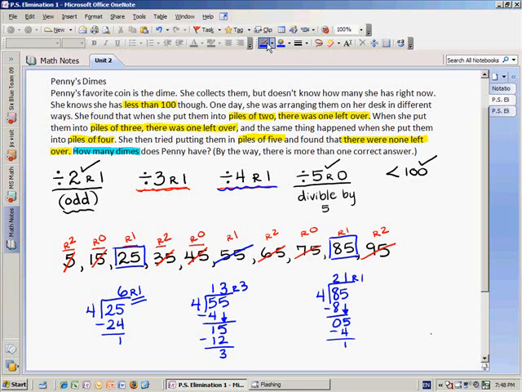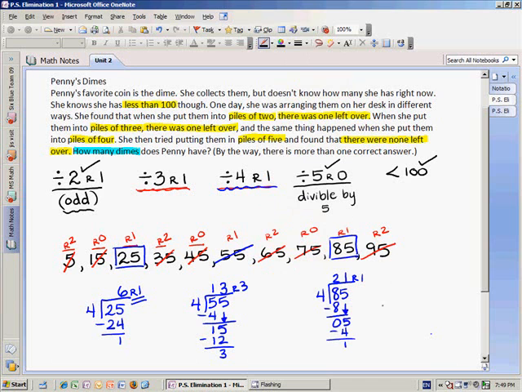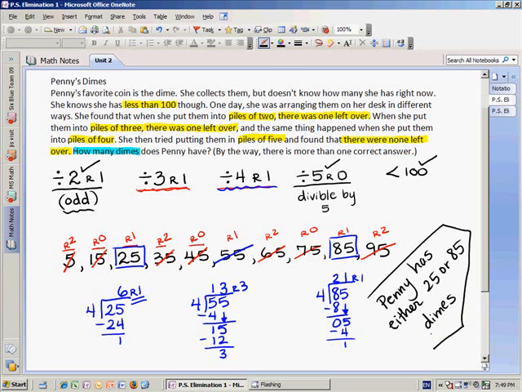Remember that before you submit your answer, you must summarize it. So we could say that Penny has either 25 or 85 dimes. Remember to box your answer so that it's easy for me to identify where it is on your paper.